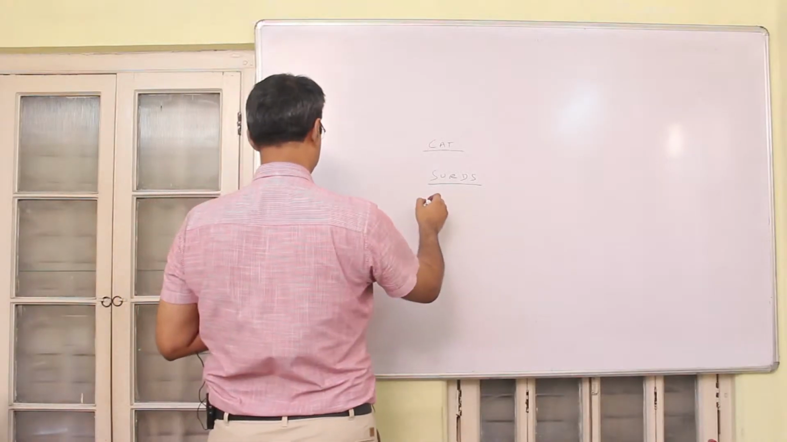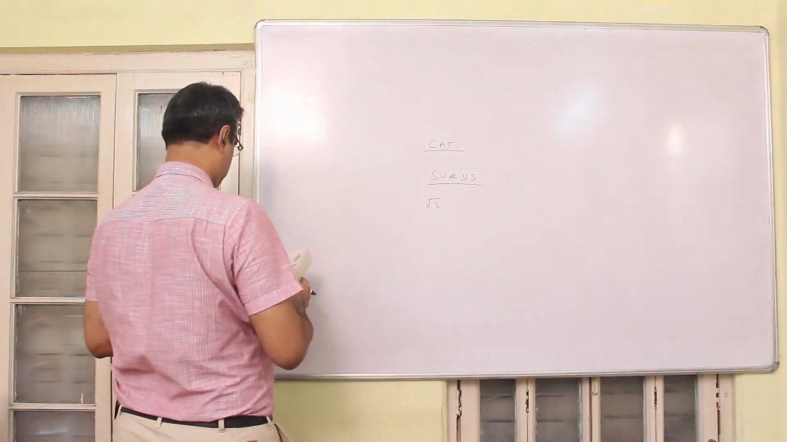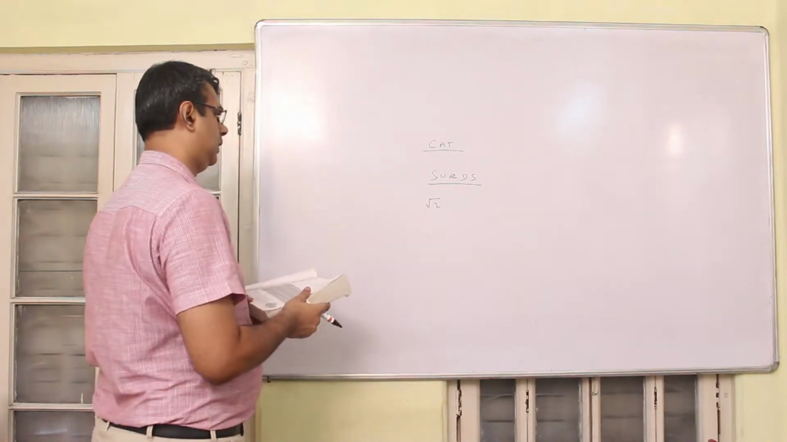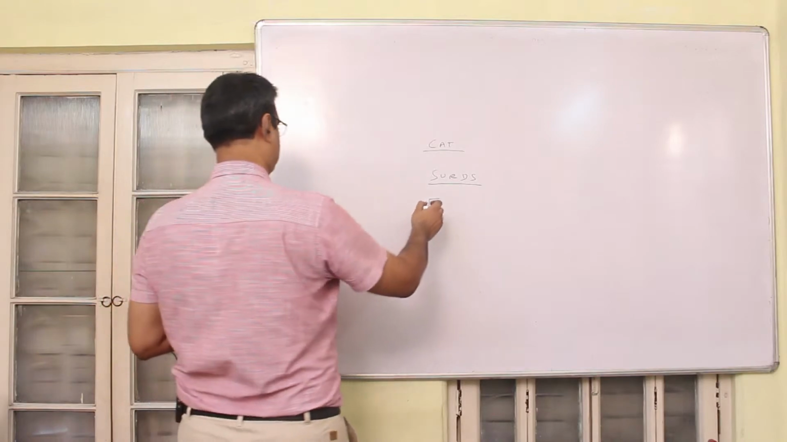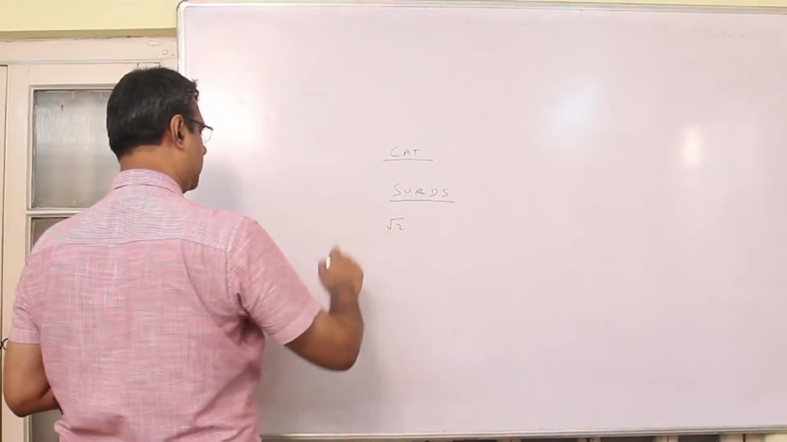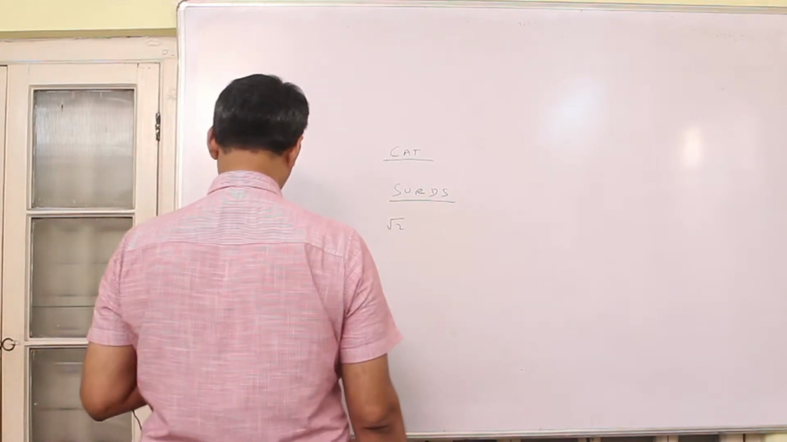What is a surd? A surd is an irrational number which is obtained by taking the square root of an imperfect square. So root 2 is not a perfect square. 2 is not a perfect square. If you take root 2, then that becomes a surd.